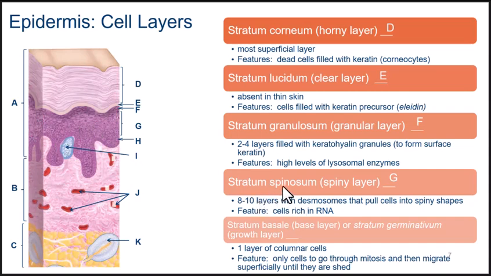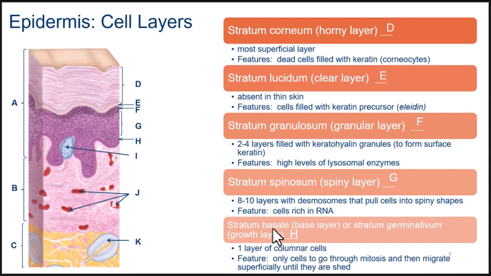One of the features of the stratum spinosum layer is that the cells are very rich in RNA, ribosomal nucleic acid, and because they're rich in RNA, they are therefore able to begin the protein synthesis that's required for the production of keratin, which again is a protein.